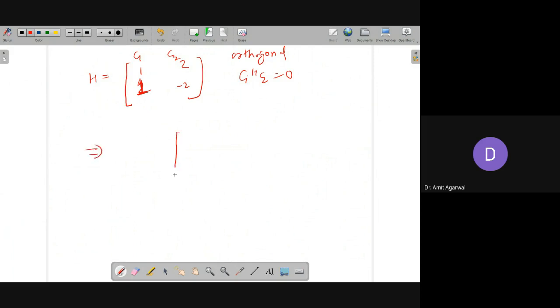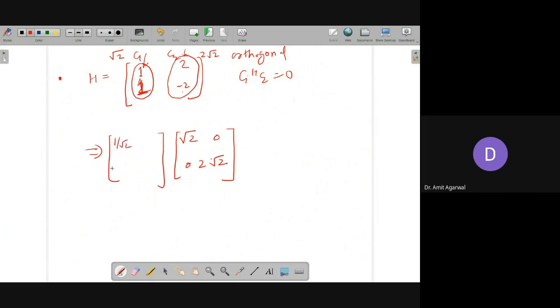For this, what we do? We first normalize these two columns. What is the magnitude or norm of this column? Himadri? What is the norm of this column? Correct? Under root 2, and 2 root 2. Now I tell you the steps. First, find the norm of each column, and just put it in the diagonal form, like this. And then you divide each column by its norm.